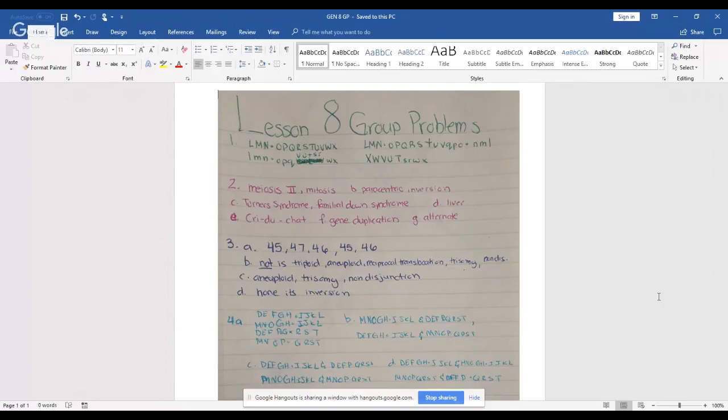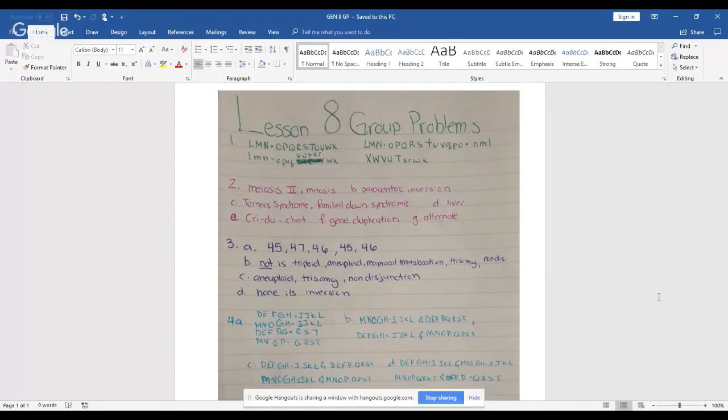Non-disjunction in meiosis 2 produces 50% aneuploid gametes, whereas non-disjunction in mitosis produces the mosaic phenotype. I said for part B, meiosis in individuals who have suffered a paracentric inversion produces a dicentric chromosome and an acentric chromosome. For C, Turner syndrome is an example of a human disease caused by monosomy, while familial Down syndrome is an example of a disease caused by Robertsonian translocation.